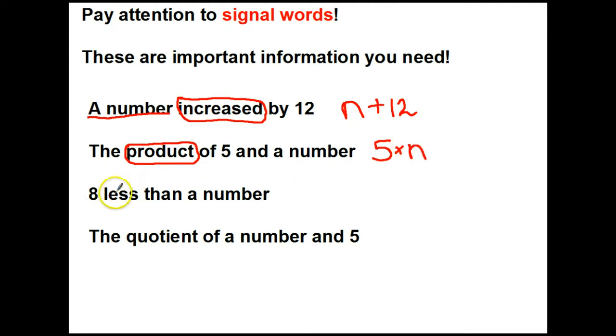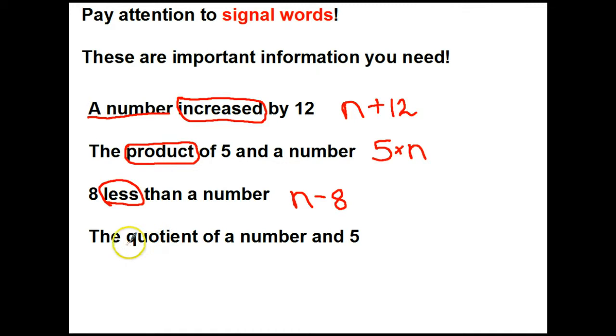The third one says "8 less than a number," and there's our big signal word. So 8 less than a number. Remember we were talking yesterday about how when you multiply or add, it doesn't matter what order you do things in, but when you subtract and when you divide, it does. And this doesn't say a number less than 8. This is 8 less than a number. So we actually have a number, and then we need 8 fewer. Okay, that makes a difference.